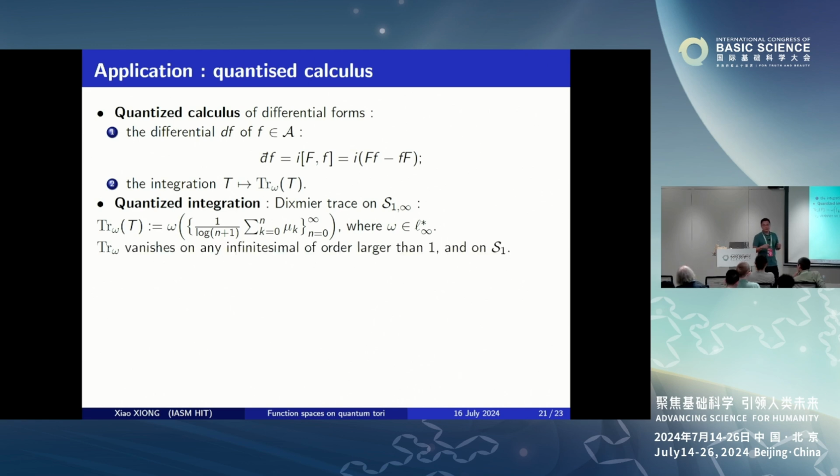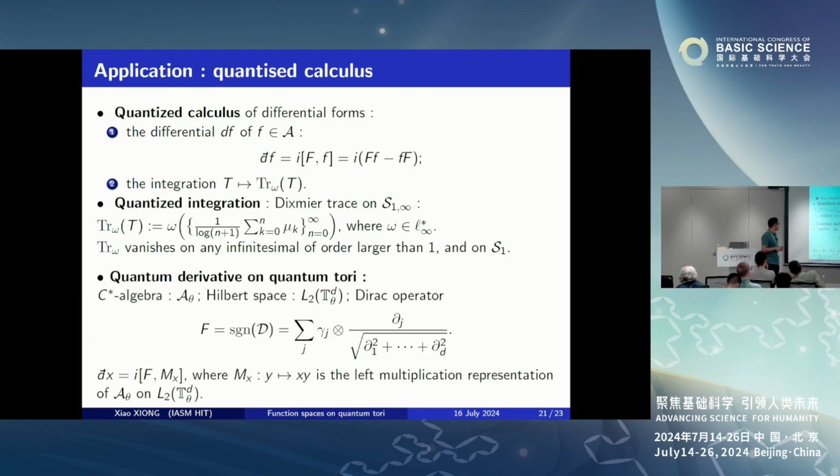I will not go into the details of the Dixmier trace, but I just want to mention that this Dixmier trace vanishes on any infinitesimal operator whose order is larger than 1, and also vanishes on S1. So that is the abstract setting of quantum derivative.